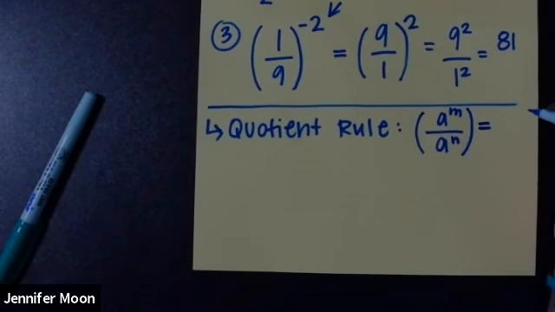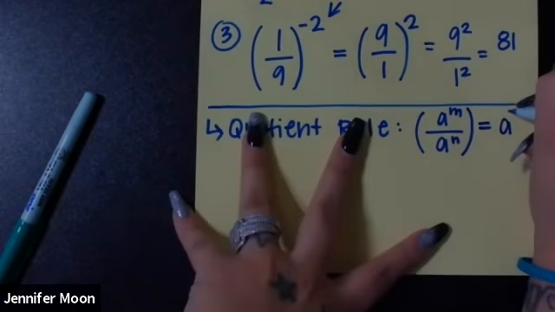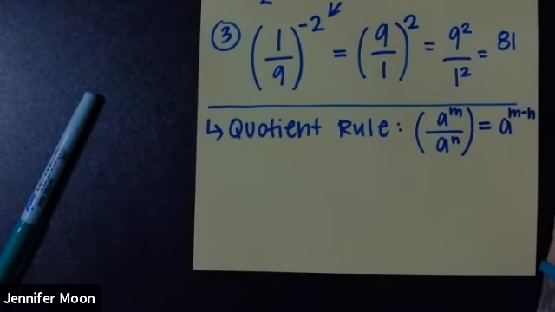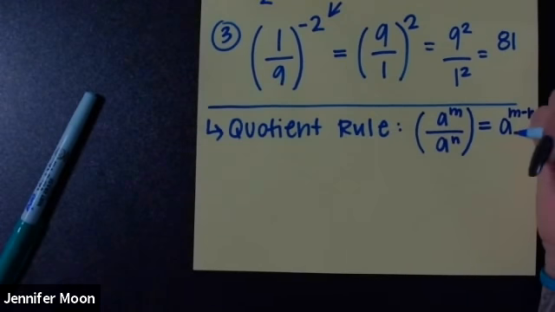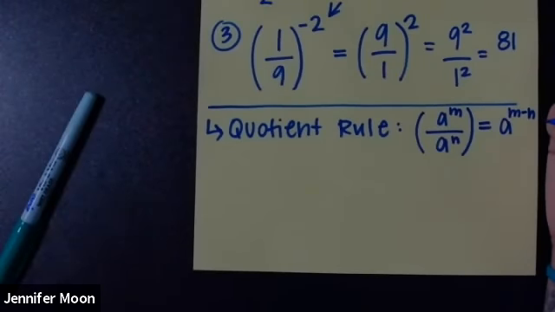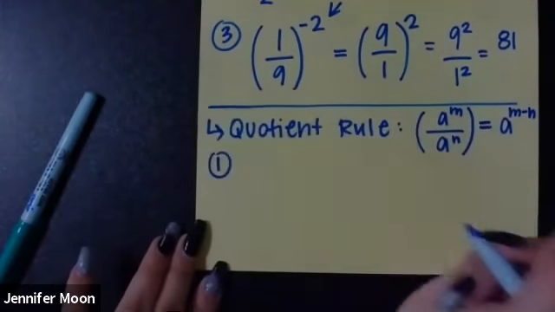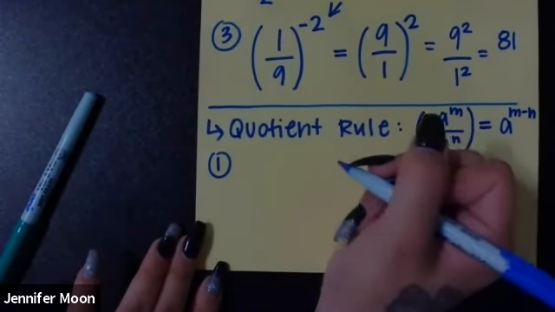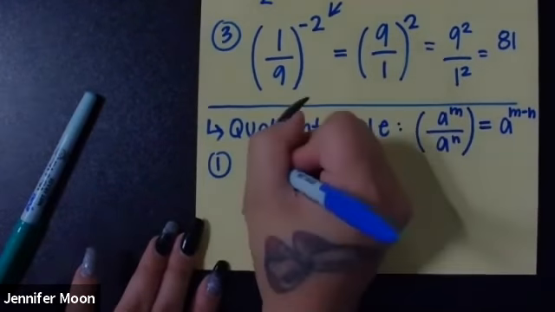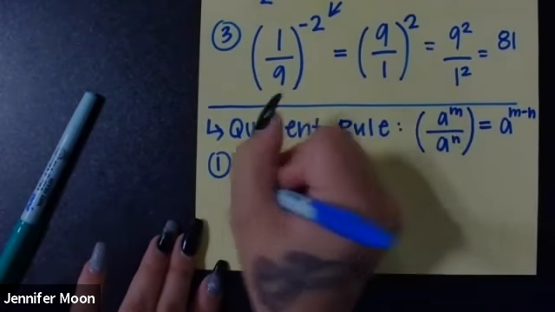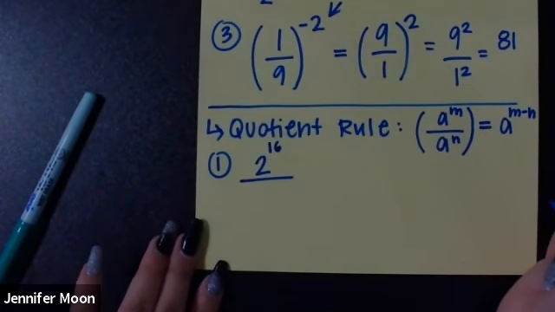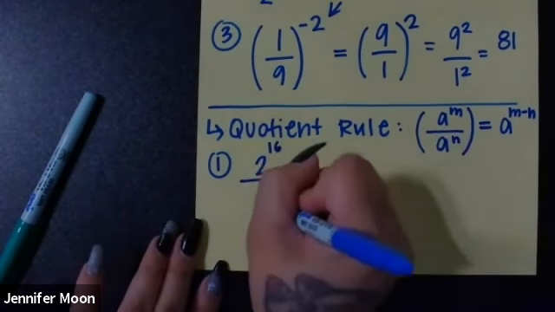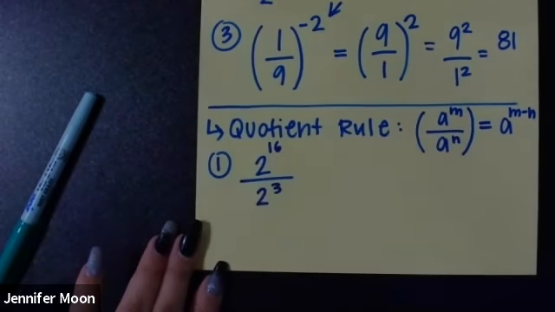Whenever you divide like bases, you keep your base, you subtract your powers. So when you're multiplying, you keep and add. When you're dividing, you keep and subtract, okay? So really quick, what are my examples? Let's do one where it's just a numerical value. Say our base is 2, and it's being raised to the 16th power. Now divide that by 2 to the 3rd power.